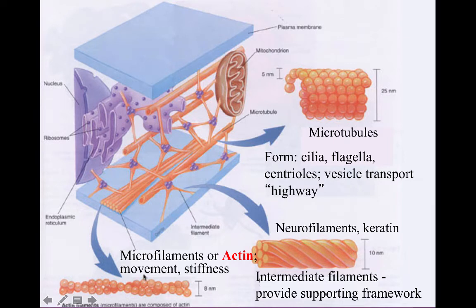And some cells have to move. And so you know that some cells are phagocytic. They can reach out and engulf things. It's the microfilament that allows the membrane to do that. Other cells have to move from inside the cardiovascular system to out into the surrounding tissue. And again, it's actin that allows those cells to change shape and to squeeze through the cells of the blood vessel to get out into the surrounding tissue.